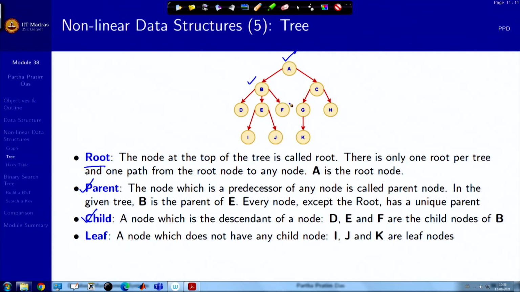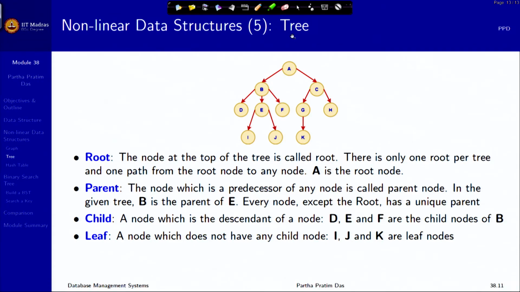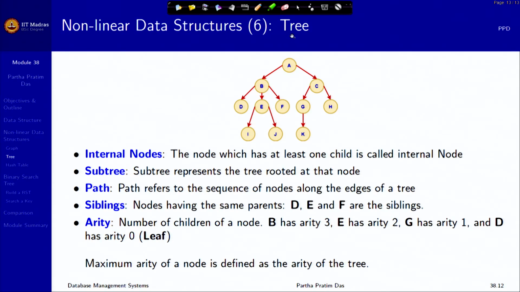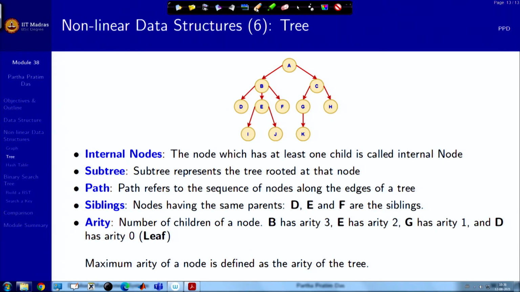So, for B, these are the children, and for D, this is the parent. For E, this is the parent. So, the children could be many. From a node to the children, it is a one-to-many relationship, but a parent would always be unique. And a node which does not have any child is known as a leaf node. So, simple definitions you all would know. Then anything which is not a leaf node will be called an internal node. So, this is an internal node, this is an internal node, this is an internal node, but these are not internal nodes because these are leaf nodes. So, an internal node will have at least one child.